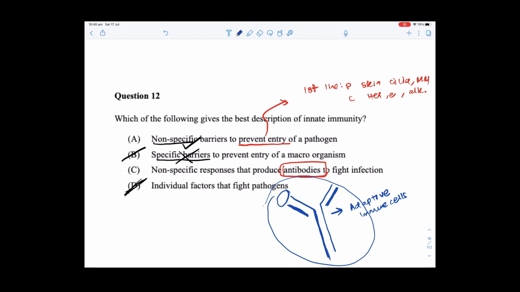So I would say A and B are wrong, but C is completely wrong, and A is just partly wrong. So the best answer here, Mila, is A. A. Very good.